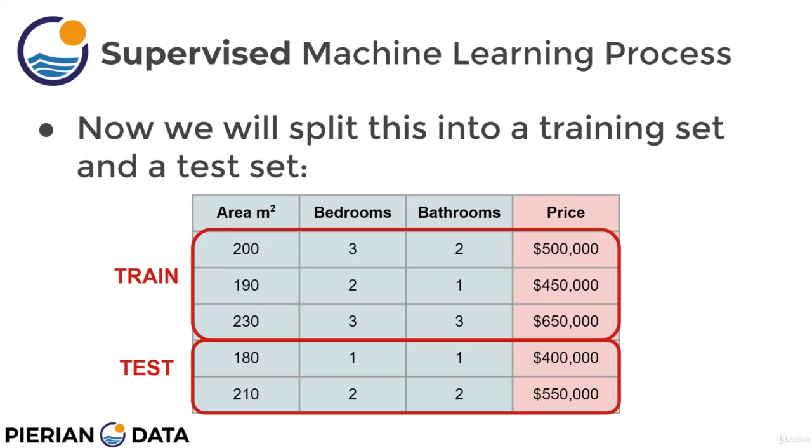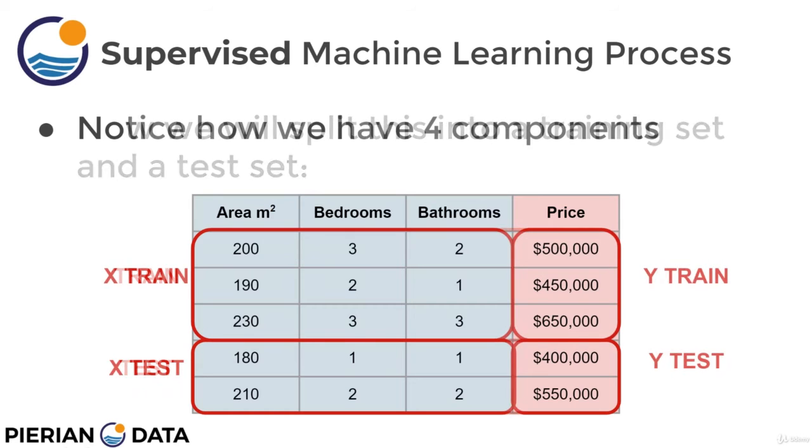Keep in mind that if we really thought about this, we actually have 4 components. We have the features for training and the label for training, that is X-train and Y-train. And then we also have the features for testing, X-test, and the label for testing, Y-test.